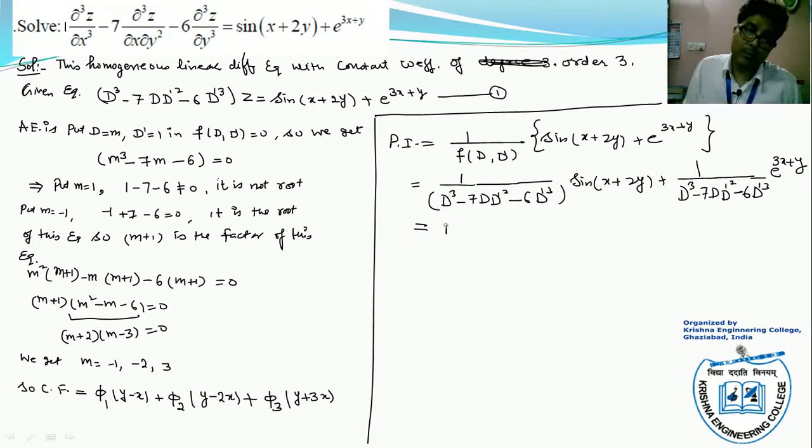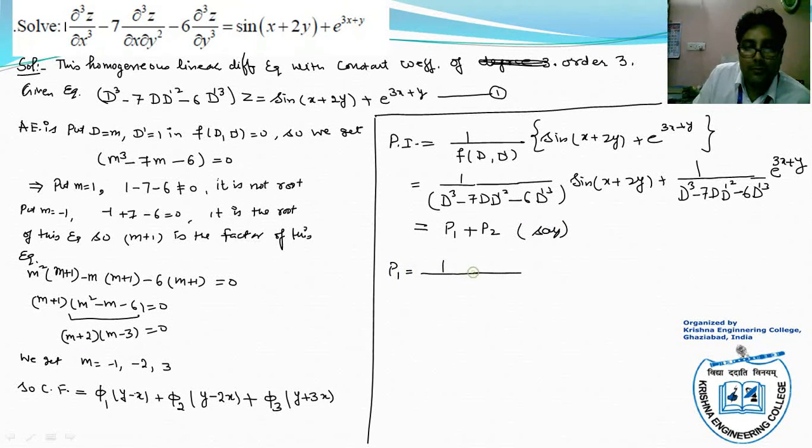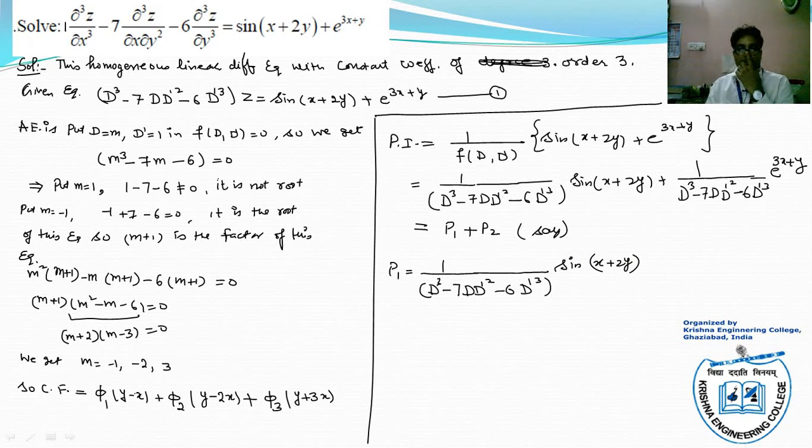Let us take it to be P1 plus P2. Now find P1. Say P1 is 1 upon D cube minus 7D D dash square minus 6 D dash cube of sin(x plus 2y). Clear?